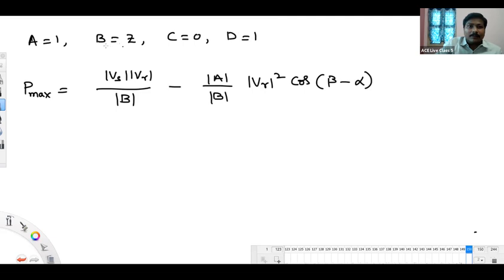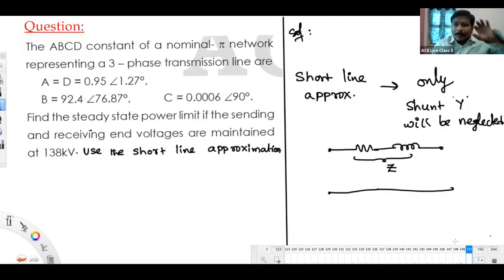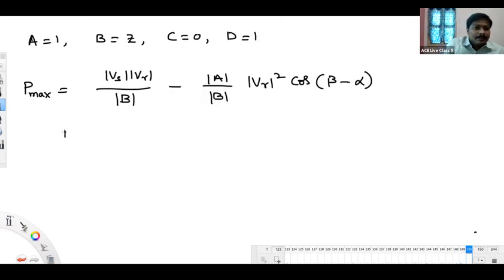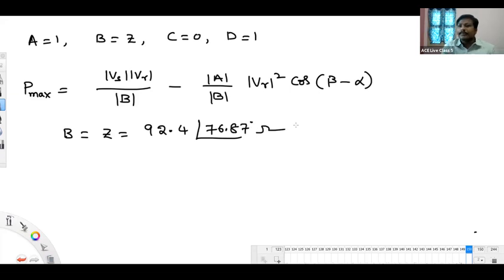C also I know, D also I know. B equals Z. What is the Z for the line? In the problem, he said for the nominal pi model, A, B, C, D are like this. Whatever the parameter B we have, that parameter B itself is the series impedance Z. So B is equal to Z, which is nothing but 92.4 at an angle of 76.87 degree ohms.